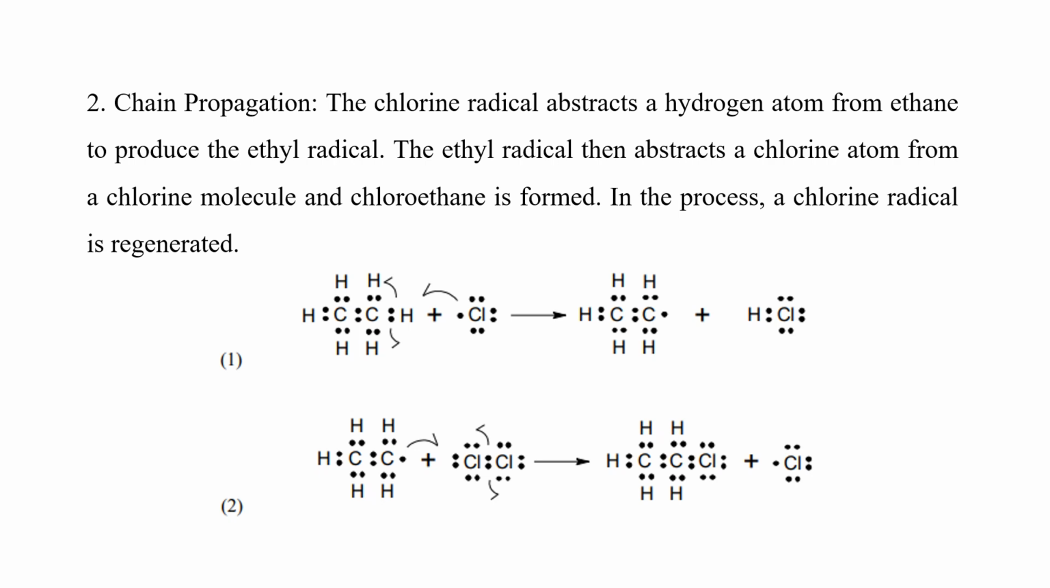Now, as for the second step of chain propagation, the ethyl radical abstracts a chlorine atom from a chlorine molecule and chloroethane is formed. And in the process, a chlorine radical is regenerated. Now, moving on to the last step, which is chain termination.